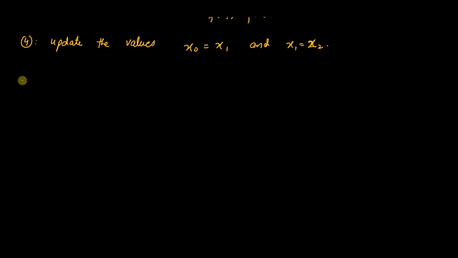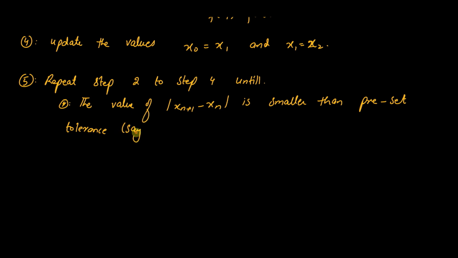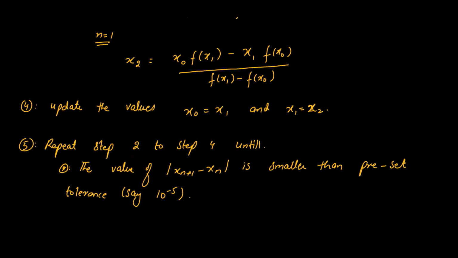Now we repeat step 2 to step 4 until the required accuracy is achieved. It means that the absolute value of x(n+1) minus x(n) is smaller than a preset tolerance, and you define the tolerance according to your choice. Say a tolerance of 10 raised to the power minus 5, or minus 4, or minus 3. That's up to your choice. So this is the basic working rule of the secant method.